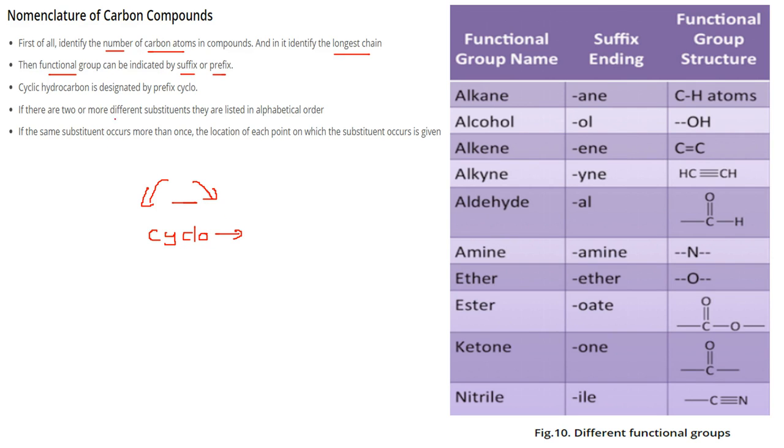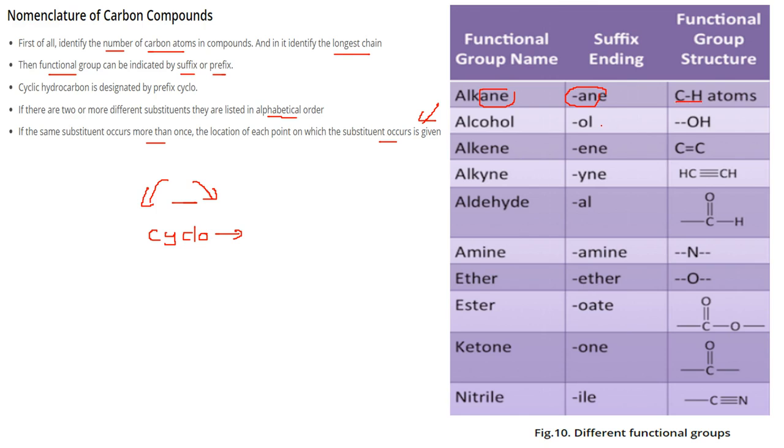If there are 2 or more different substituents, then they are listed in alphabetical order. If the same substituent occurs more than once, then the location of each point on which the substituent occurs is given. For example, see these are functional groups, and what is the ending here? An. So this is the suffix ending, and these are for C-H compounds.